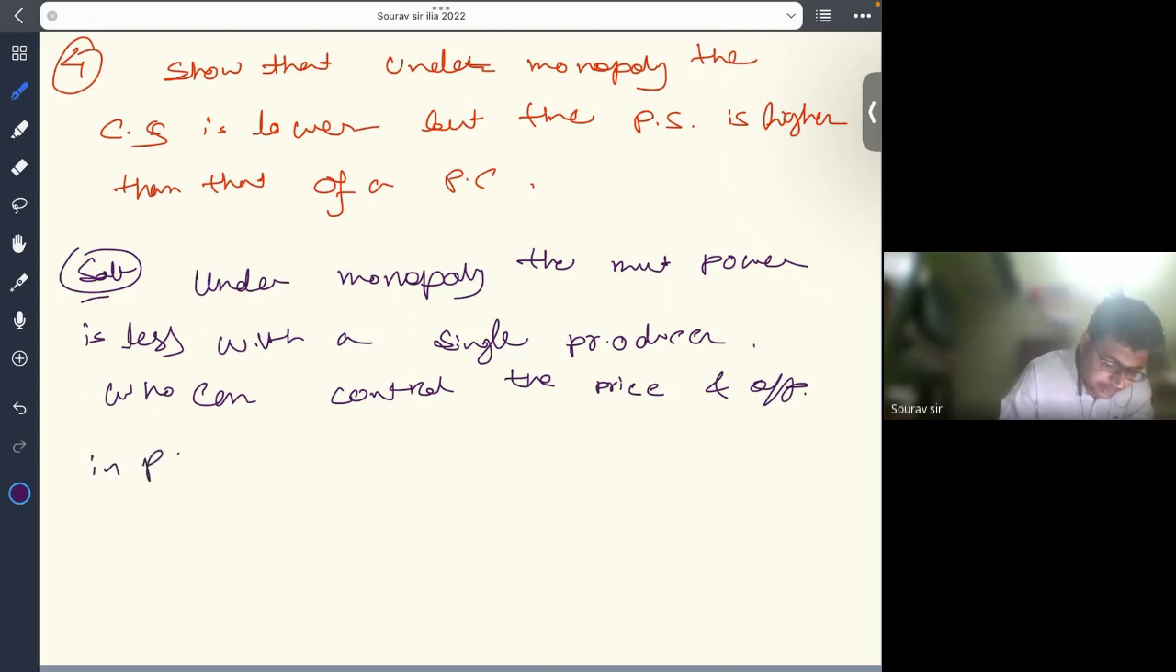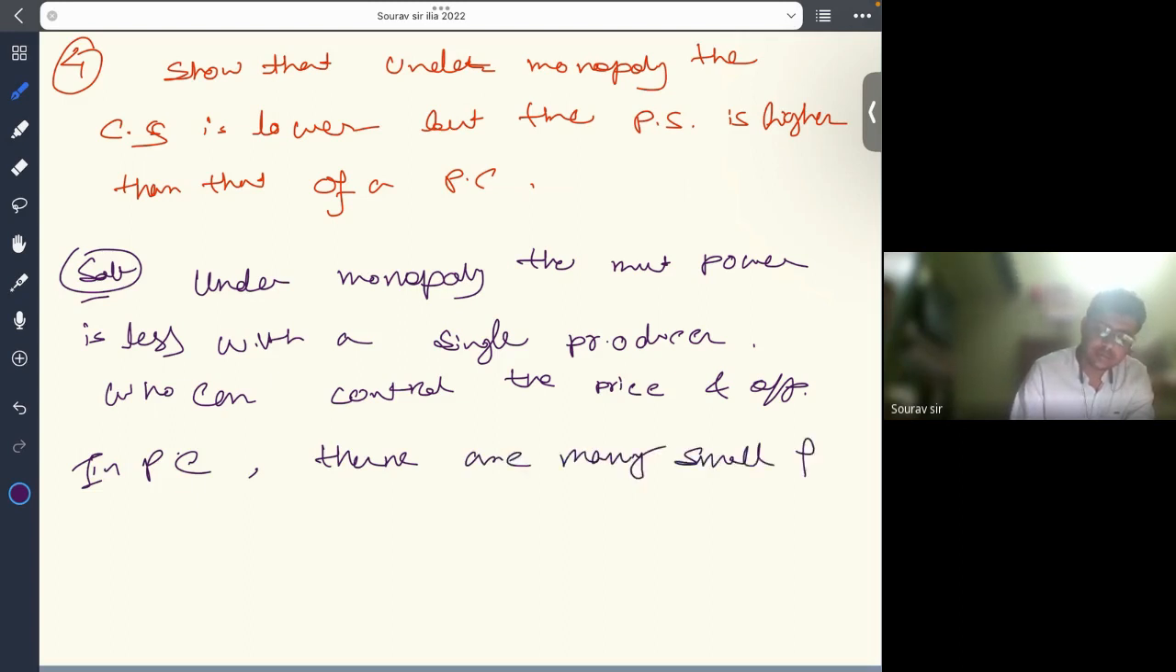In perfect competition, there are many small firms in the market that have no market power and have to accept the market prices as given. So in a perfectly competitive market, the demand and supply curves intersect at the equilibrium point, which determines the price and quantity.